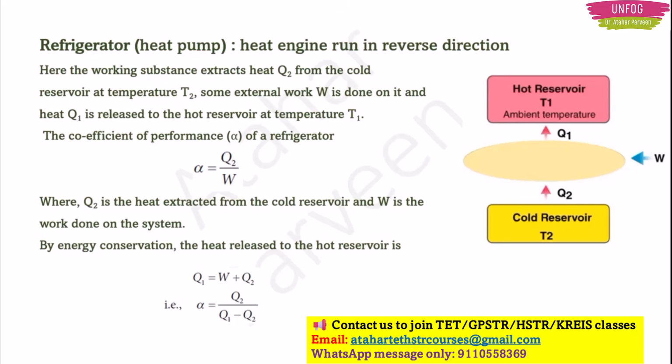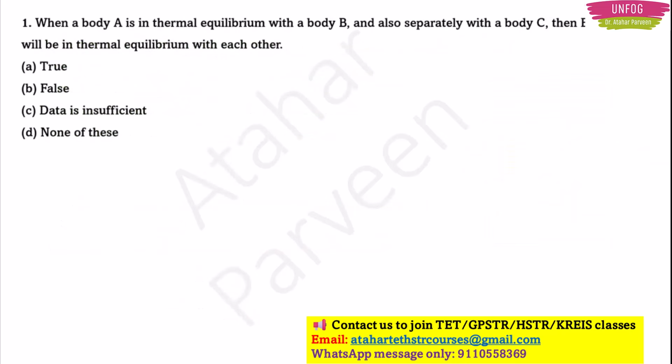This was just the discussion. Now we shall see what type of questions may be asked from this chapter. I have gathered many questions. Please watch the lecture patiently. First question: when a body A is in thermal equilibrium with a body B and also separately with a body C, then B and C will be in thermal equilibrium with each other. Options are true, false, data is insufficient, none of this. It is true. This is the zeroth law of thermodynamics.